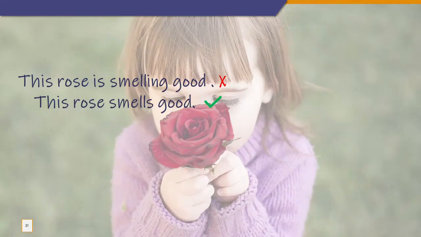And next one is with the sense of smell. Okay, similar to sense of taste, you don't say this rose is smelling good, because when you add is, it turns out that the meaning of that sentence is that the rose is actually doing the action of smelling. But here we are talking about the smell of the rose. Okay, the condition of the rose. So you just say this rose smells good, right?